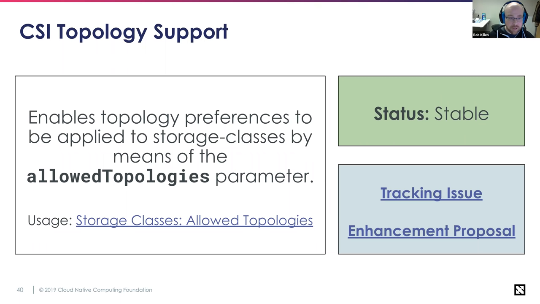CSI topology support, sort of similar to the preferences we saw with the service topology preferences. You can now have preferences for scheduling of storage. So you can define labels and their acceptable values for use in volume placement. This is very useful if you want to make sure that your pod is consuming storage within a specific region or zone versus an area where you don't have that.